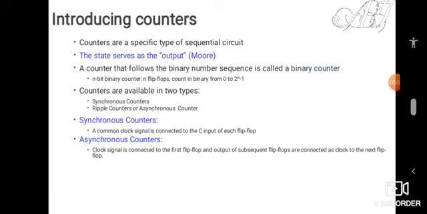In an asynchronous counter, you will provide the clock to the first flip-flop, and the output of the first flip-flop will be connected to the clock of the next or second, and the output of the second flip-flop will be connected to the clock of the third flip-flop, and so on. Is that clear? This is the difference between synchronous and asynchronous counters.